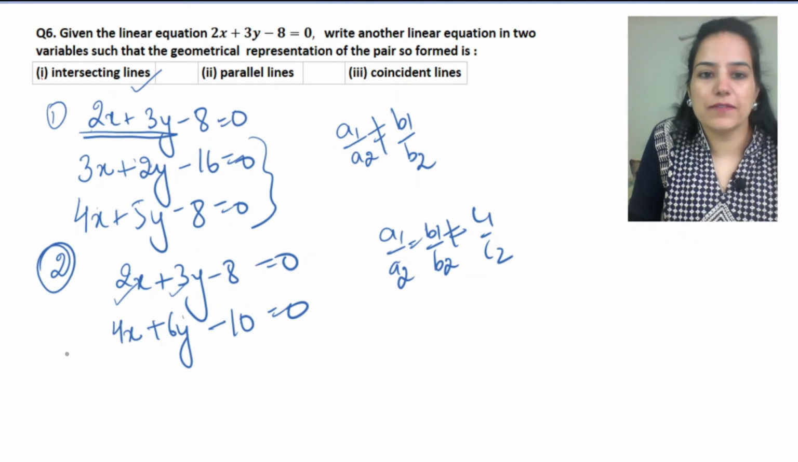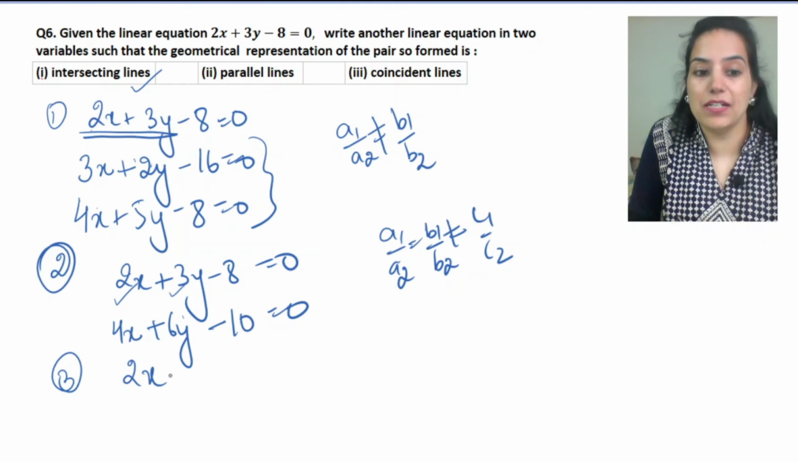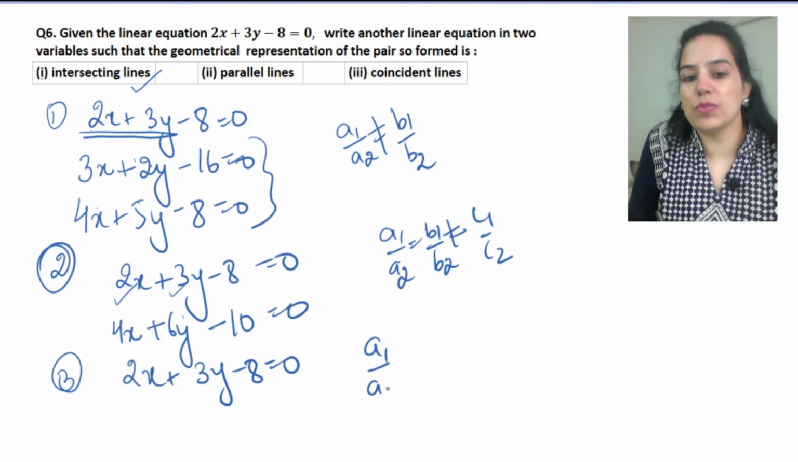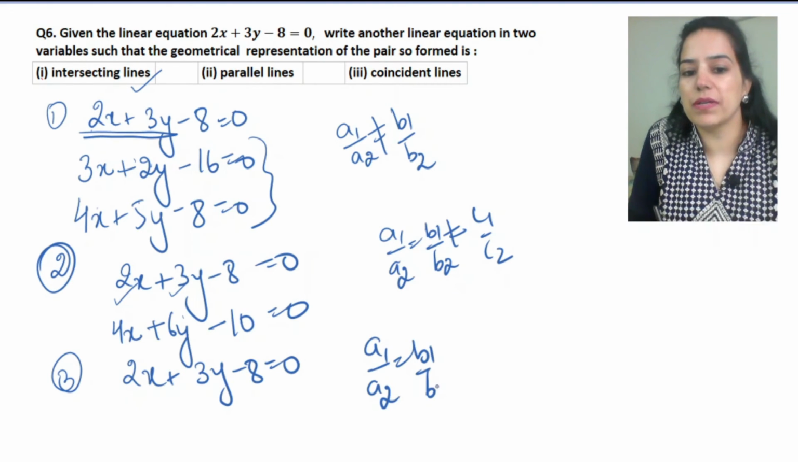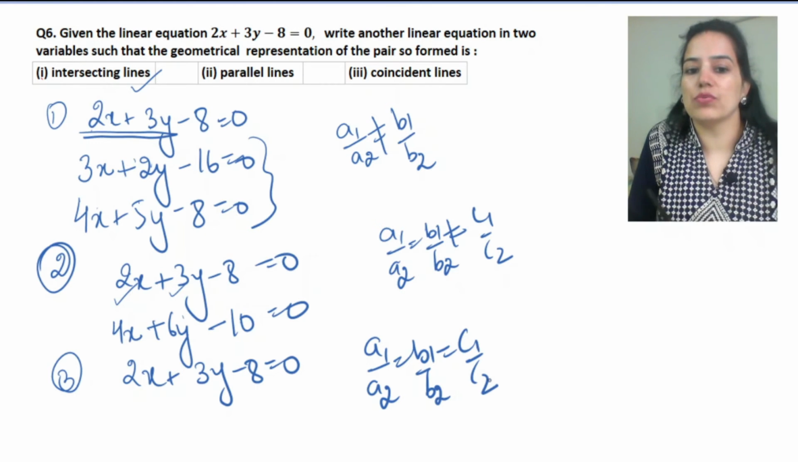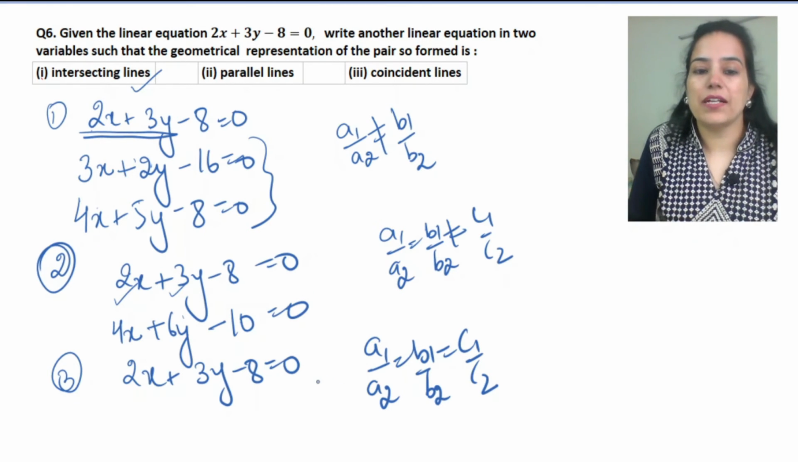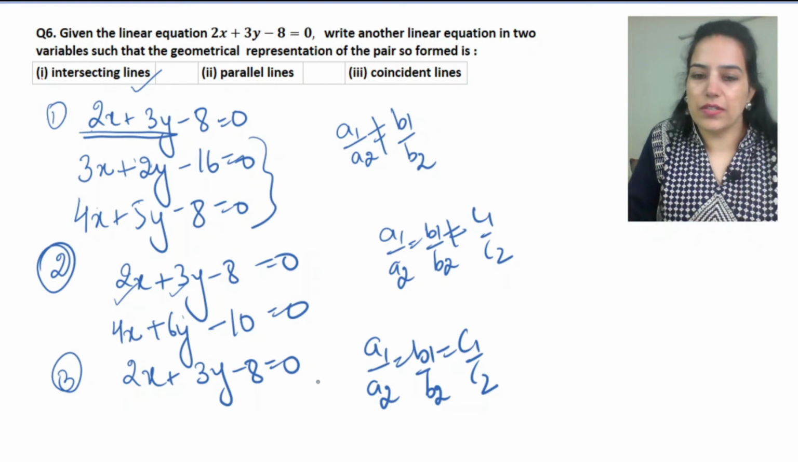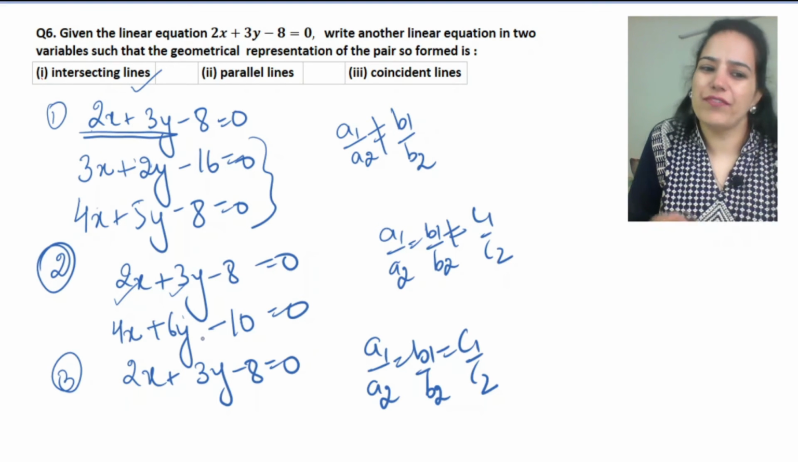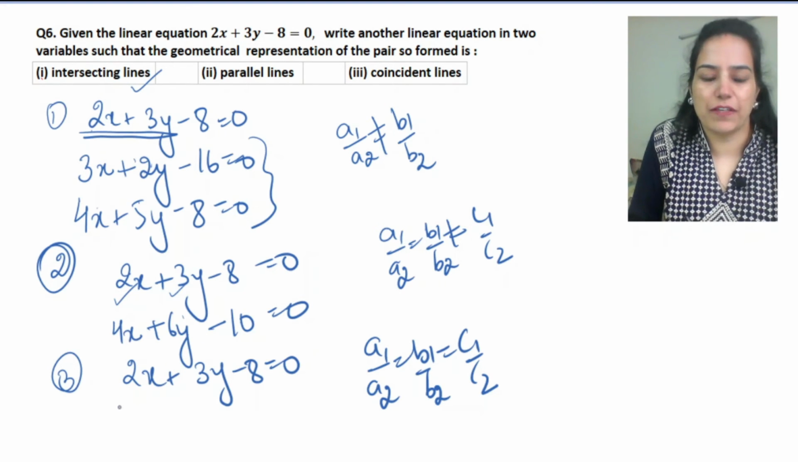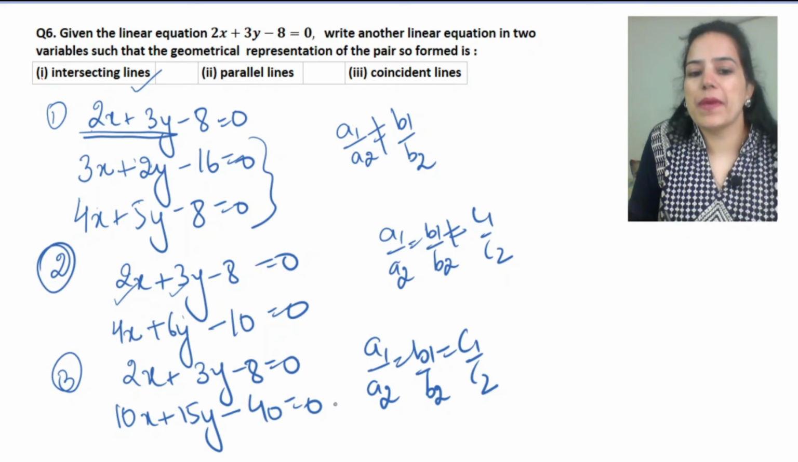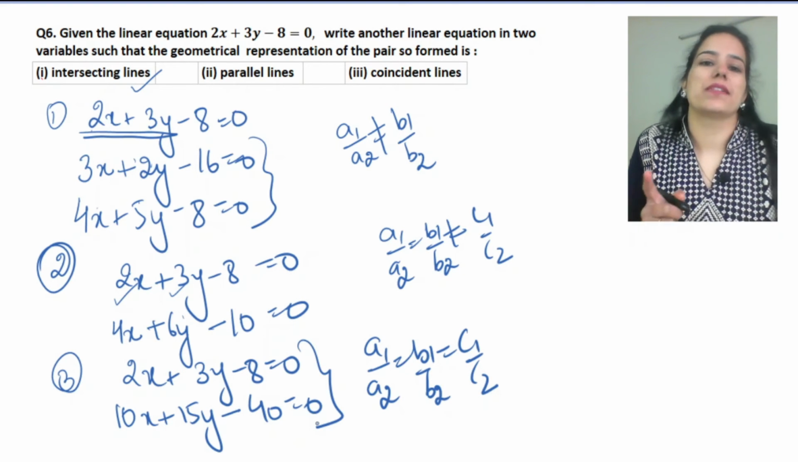Then for the third part, they're saying coincident lines. Now for coincident lines, you know that all the three ratios are equal, that A1 by A2 is equal to B1 by B2 is equal to C1 by C2. So what do you do in this case? You either double or triple or halve, you do anything, multiply all the three with the same number. Like I'm taking 5, right? So I'll multiply the entire equation by 5. So I'll get 10x plus 15y minus 40 is equal to 0. So this pair will be coincident lines, right?